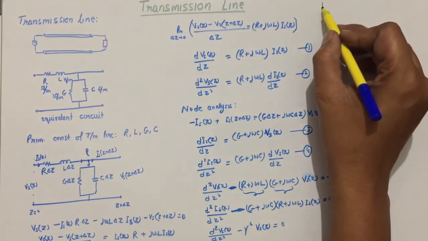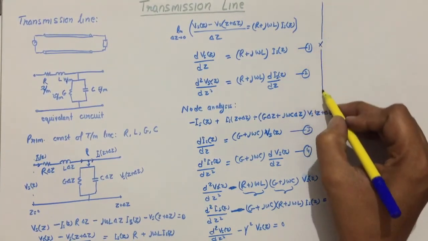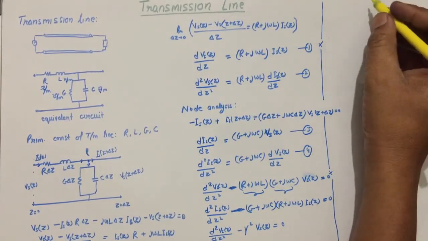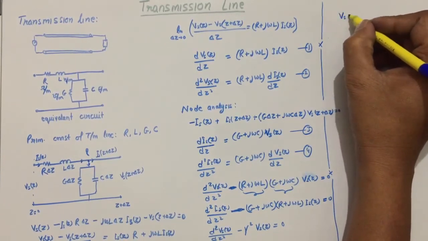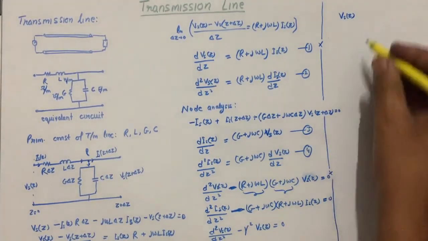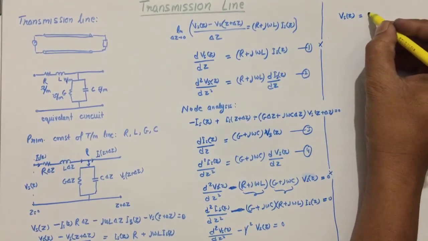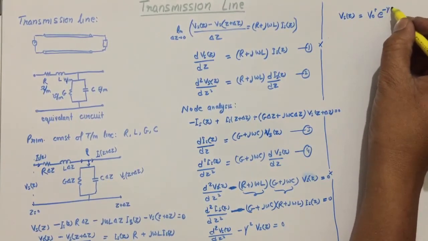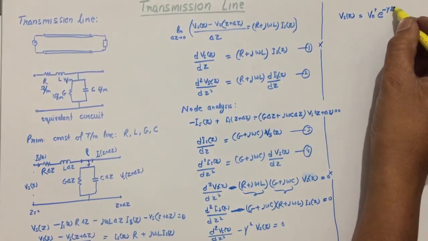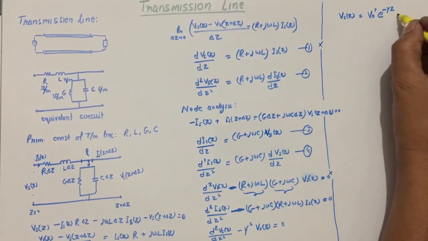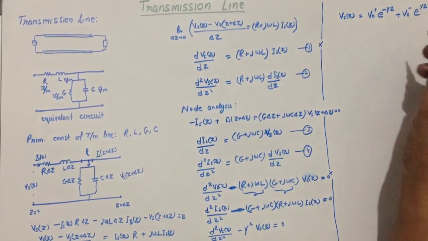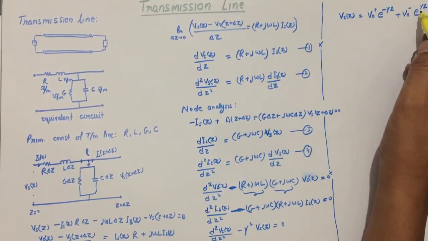And now if we try to find the solution of these differential equations, we can have Vs(z) equal to the positive traveling wave, e^(-γz) in the positive z direction, and the negative traveling wave, which is considered as e^(+γz). Negative and positive is just in the direction of the propagation.